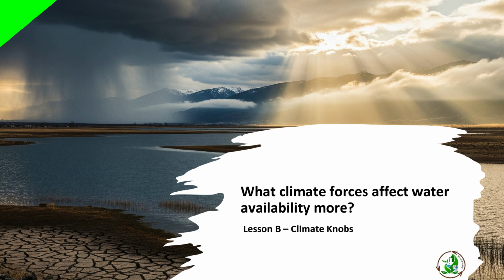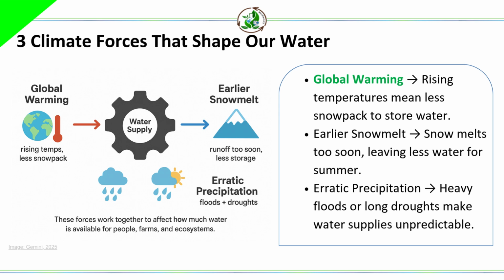By the end of this lesson, you should be able to explain which climate forces have the biggest impact on water availability and why understanding them matters for planning and sustainability. Let's look at the 3 main climate forces that shape California's water supply.